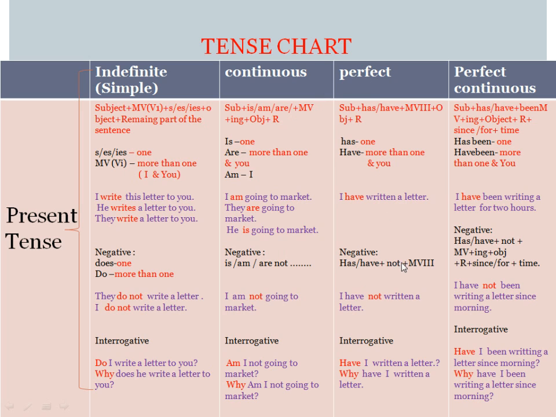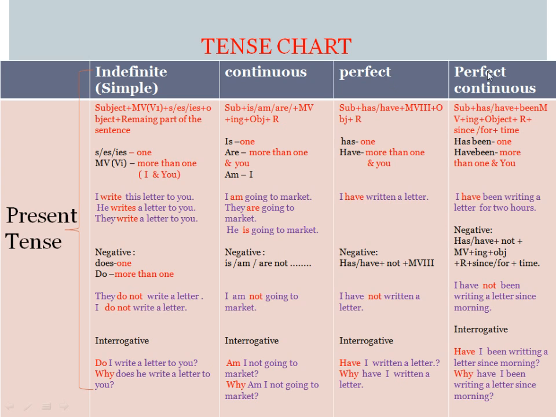For negative, we use not just after has and have. I have not written a letter. Have, not, and the third form are used here, so the sentence belongs to present perfect tense and it is a negative sentence. In interrogative, we use have before the subject, and the third form also. This shows the sentence belongs to present perfect tense and is interrogative.